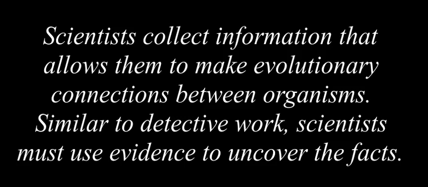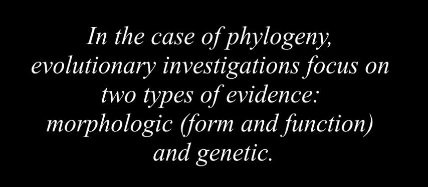Scientists collect information that allows them to make evolutionary connections between organisms. Similar to detective work, scientists must use evidence to uncover the facts. In the case of phylogeny, evolutionary investigations focus on two types of evidence: morphologic, meaning form and function, and genetic.